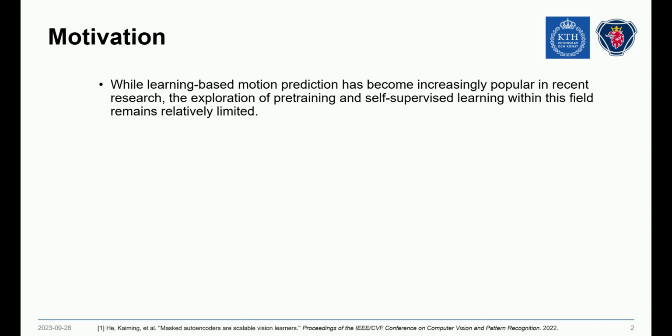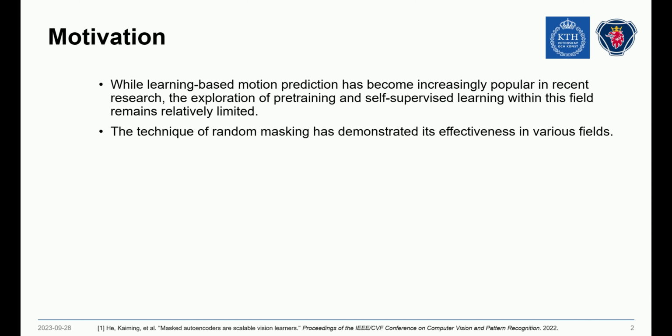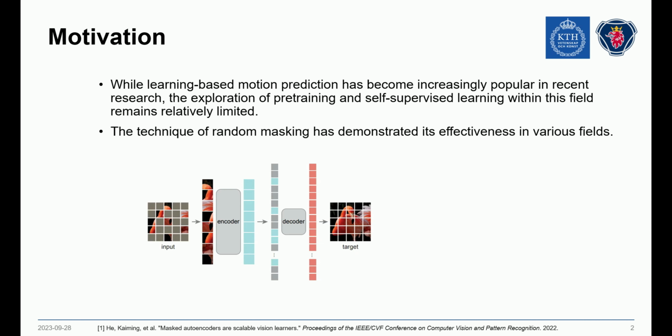While learning-based motion prediction has become increasingly popular in recent research, the exploration of pre-trained and self-supervised learning within this field remains relatively limited. The technique of random masking has demonstrated its effectiveness in various fields, such as NLP and computer vision. It has proven to be particularly powerful regarding training speed with large datasets and shows good performance in transfer learning. Take masked autoencoder as an example. Random masking involves concealing a portion of data and then tasking the neural network with predicting the hidden elements, thereby creating a non-trivial and beneficial self-supervisory task.